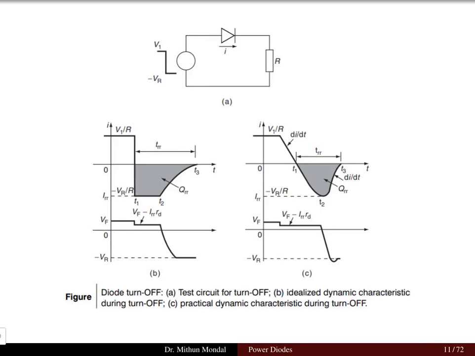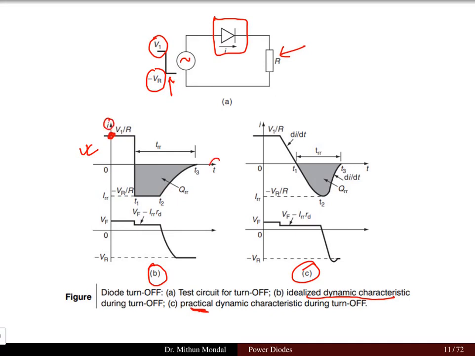Now let us try to understand a case where you have a diode with a load connected, given by R. The supply voltage you are applying changes its direction from positive to negative, into the reverse bias condition. So we are getting some characteristics. Characteristic B represents the ideal condition, the dynamic characteristic during turn off, and C is the practical condition dynamic characteristic. Here, on the y-axis you have the current and on the x-axis you have time.